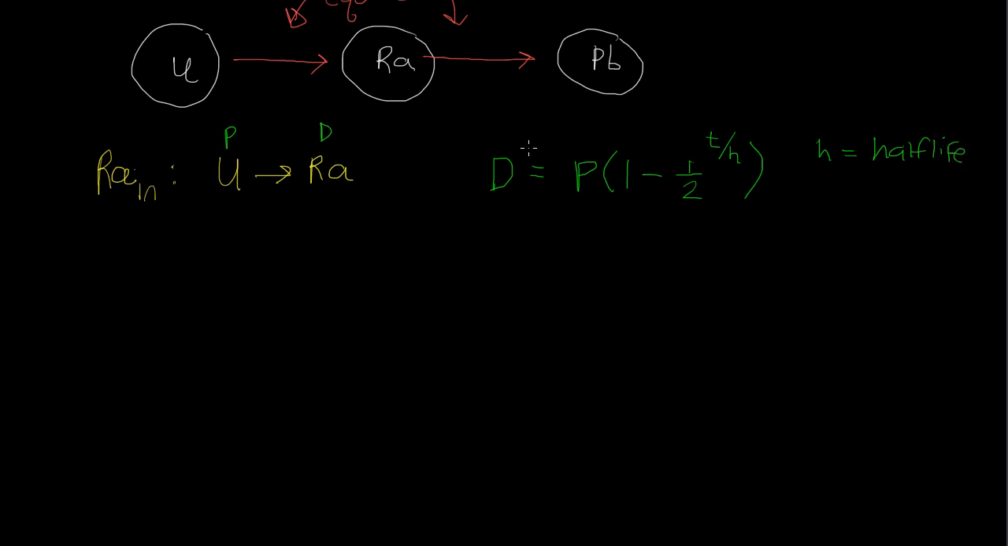Now, notice what this says. This is the amount of daughter. It's going to depend on the amount of parent, and then it's going to depend on the age and the half-life. The second part here describes the decay. We can actually plot this up. If I were to graph this, this is time like this, and this goes from 1 to 0. This graph looks something like this.